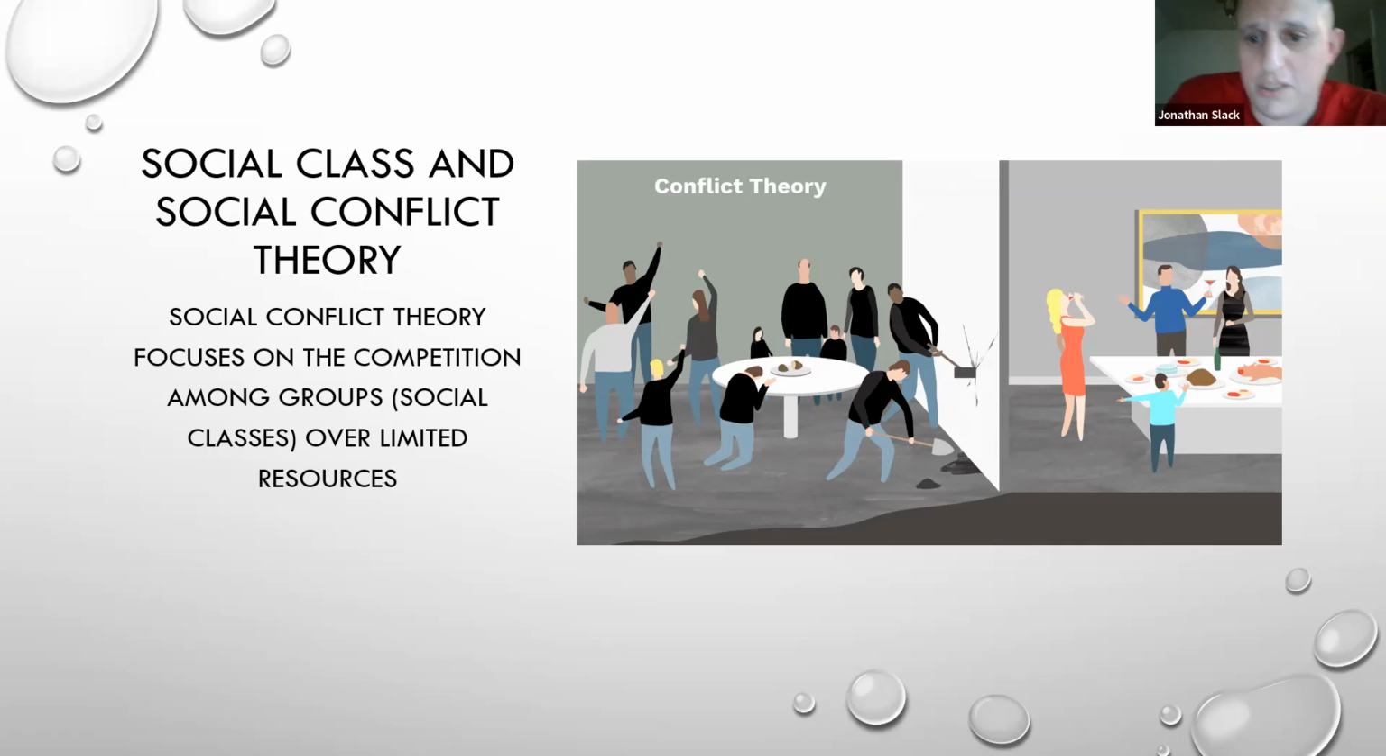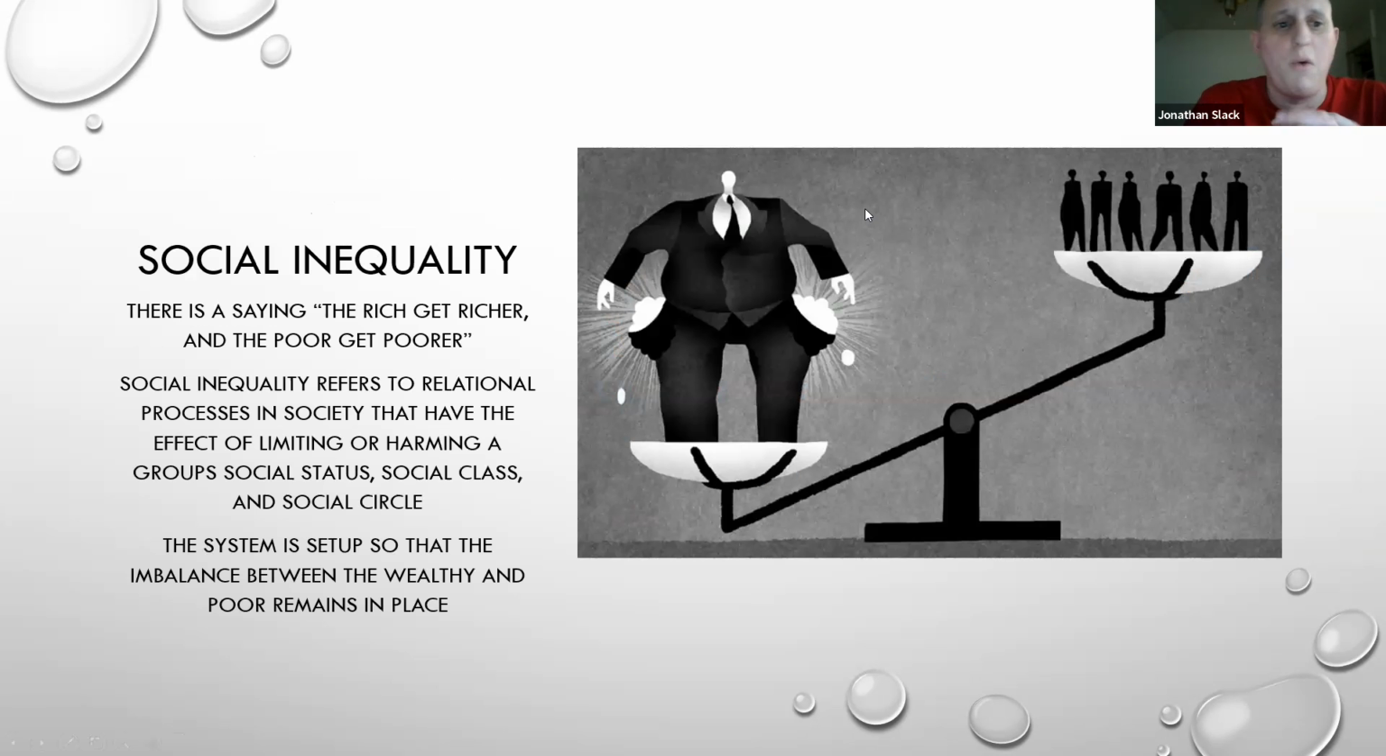This is another picture I just found of the people in the small family on the other side eating while all these people share one loaf of bread. They're trying to knock down the door because social conflict theory also focused on the competition among groups over limited resources. So looking at it through social conflict theory, also social inequality.